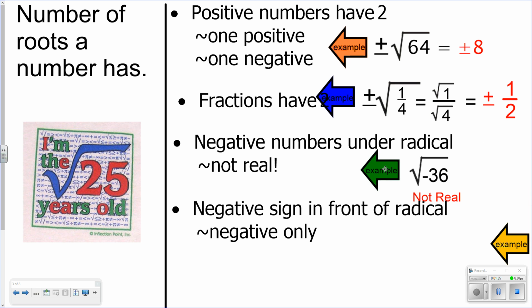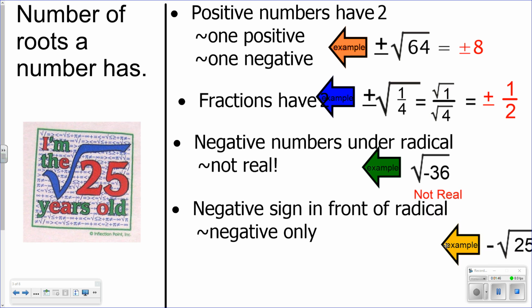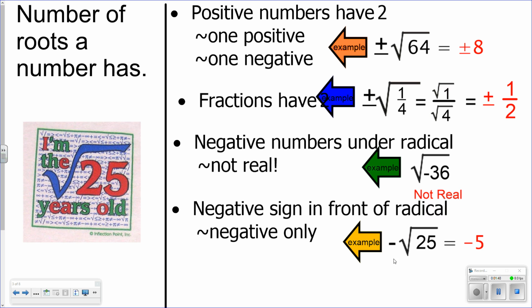Negative numbers under the radical have no roots because it's not even real. There's no number that multiplied by itself gets us negative 36. And if we have a radical with a negative in front of it, just the negative, not plus or minus, the negative square root of 25 is negative 5. It's like there's an invisible 1 there, so this really says negative 1 times the square root of 25, and the square root of 25 is 5. Negative 1 times 5 is negative 5.